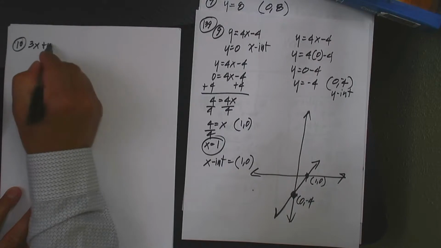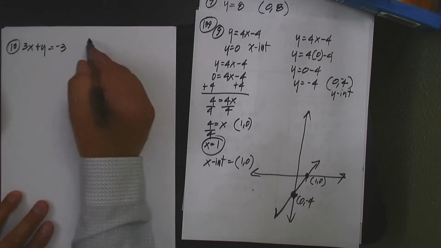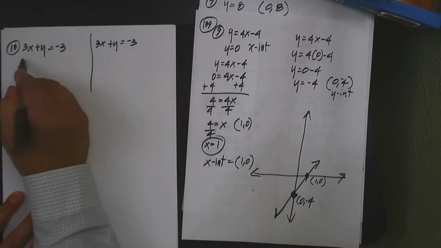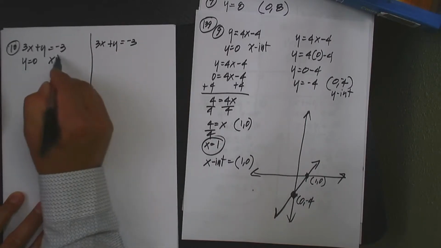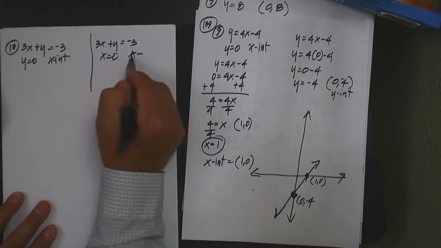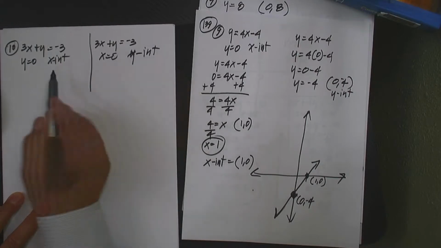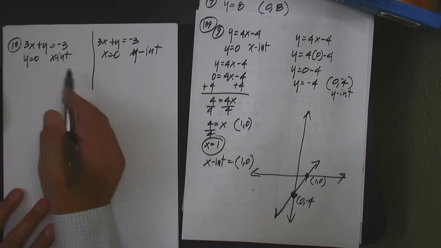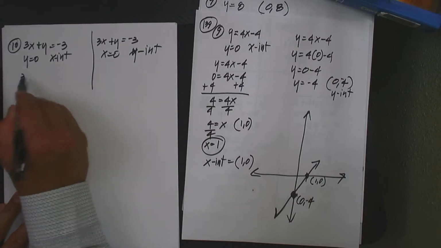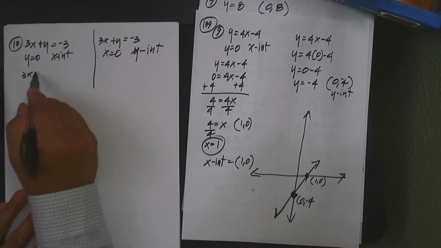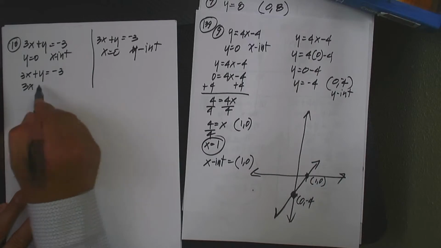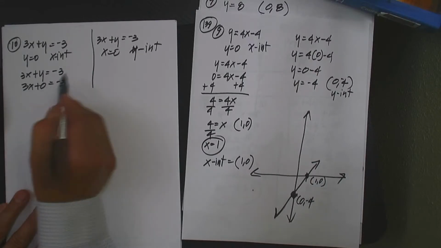3x plus y equals negative 3. Let's do it. 3x plus y equals negative 3. So y equals 0 so that you can find your x-intercept, and x equals 0 so you can find your y-intercept. But we only need the x-intercept, but we need both so that we can graph. So you have 3x plus y equals negative 3, 3x plus 0.